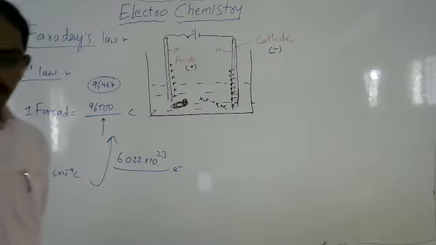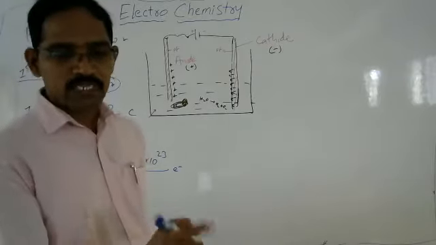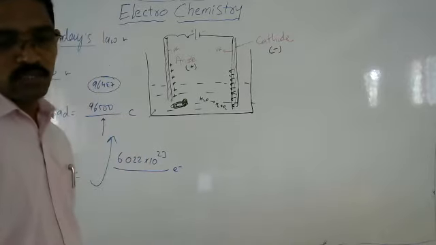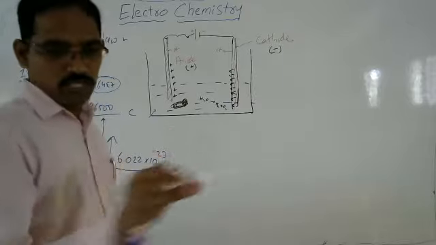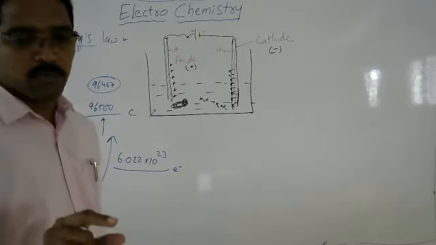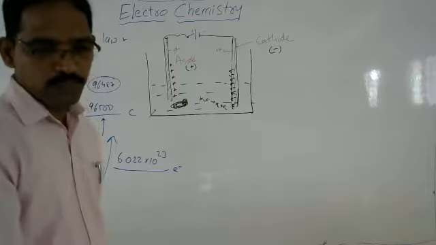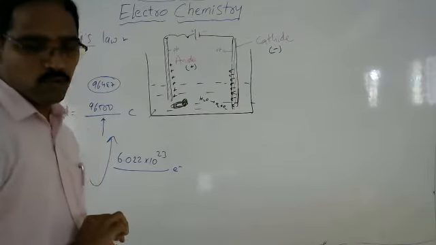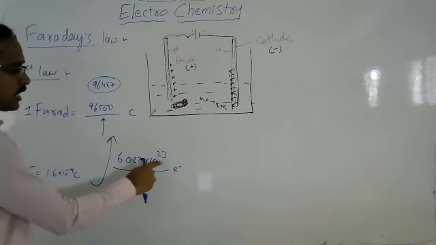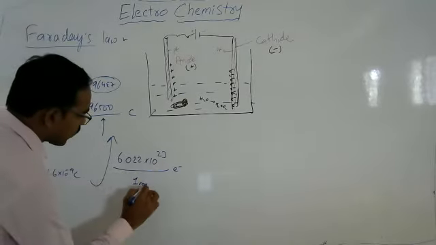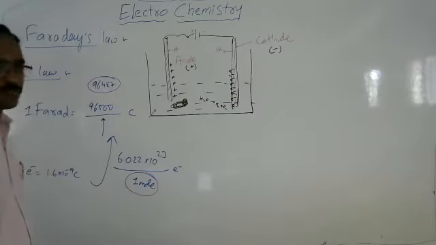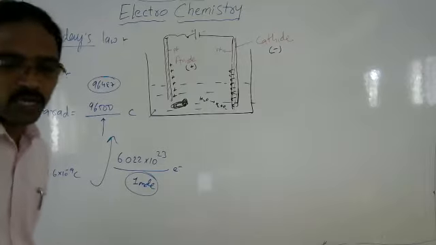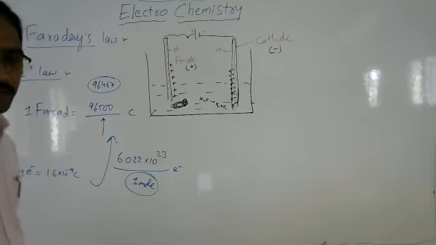So from now onwards, whenever you say 1 farad current, it means nothing but 1 mole electron. We are in chemistry, not in physics. Whenever in a numerical 1 farad or 2 farad is given, 2 farad means 2 moles electrons, 1 farad means 1 mole electrons. 10 power 23 is Avogadro number, nothing but 1 mole. 1 mole electrons charge equals 1 farad. Is it clear to everyone?